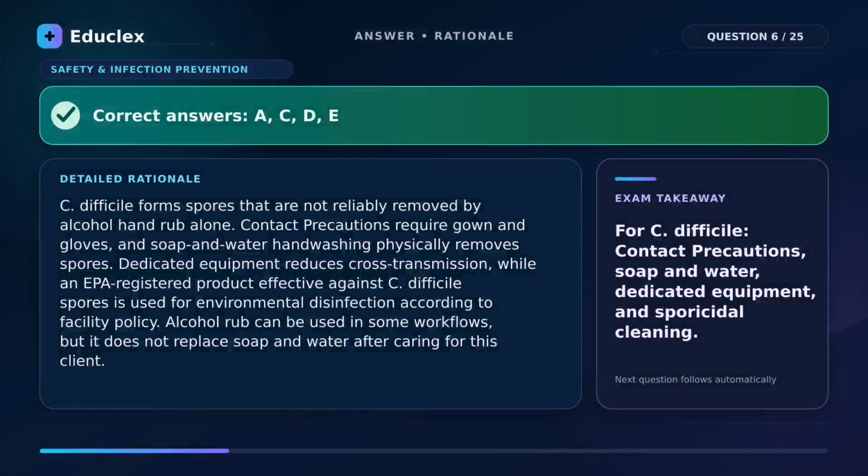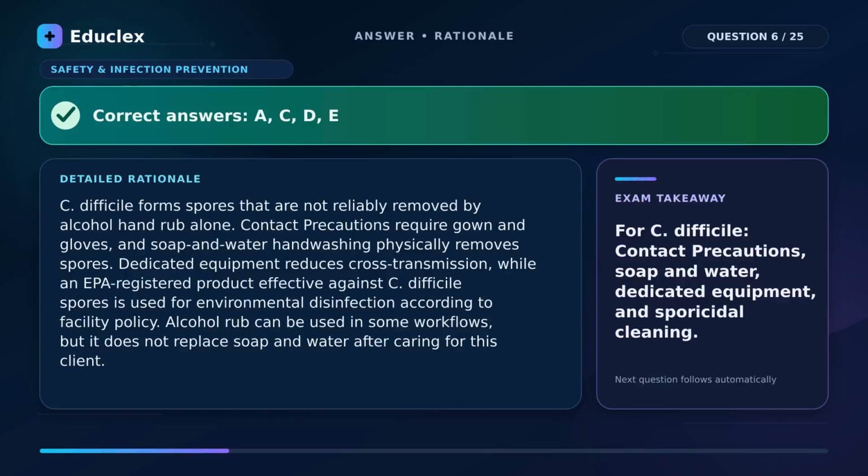The correct answers are A, C, D, and E. Here is the rationale. C. difficile forms spores that are not reliably removed by alcohol hand rub alone. Contact precautions require gown and gloves, and soap and water hand washing physically removes spores. Dedicated equipment reduces cross-transmission, while an EPA-registered product effective against C. difficile spores is used for environmental disinfection according to facility policy.